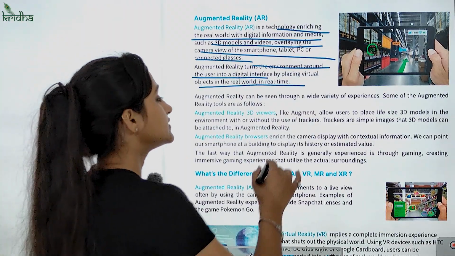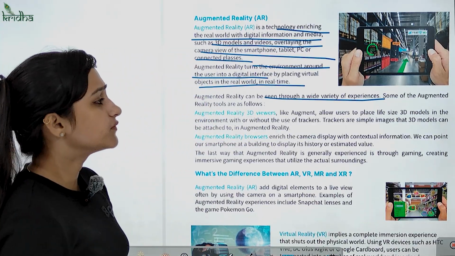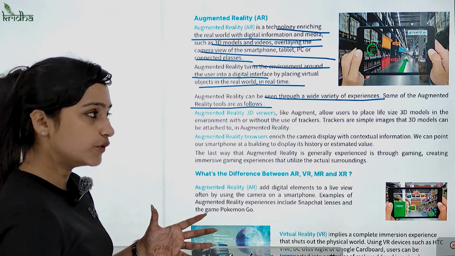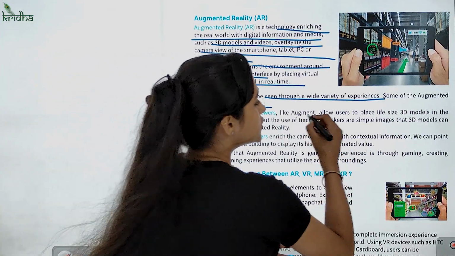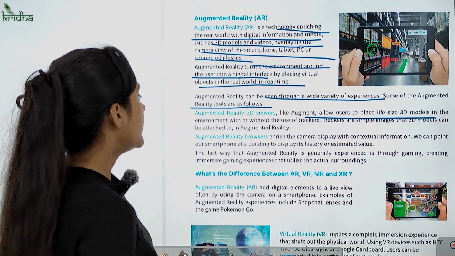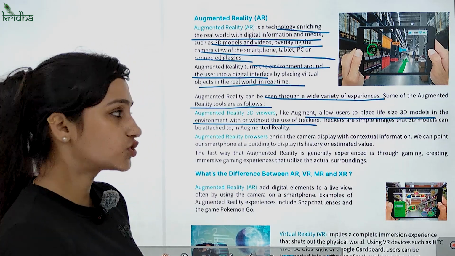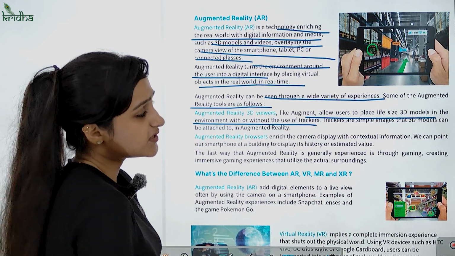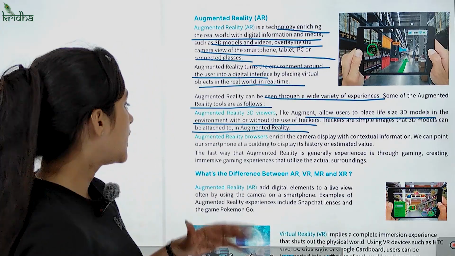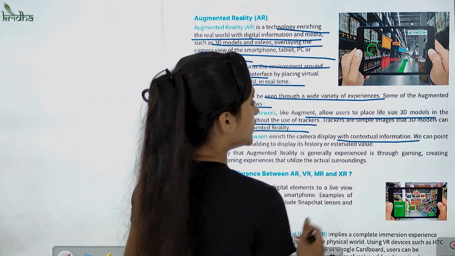Augmented reality can be seen through a wide variety of experiences. So a wide variety of experience में देख सकते हो. Some of the augmented reality tools are as follows. Like augmented reality 3D viewer. Like Augment, allows users to place life-size 3D models in the environment with or without the use of trackers. Trackers के use के बिना. Trackers are simple images, simple image होती है जो 3D models होते हैं that can be attached to an augmented reality. Now augmented reality browsers enrich the camera display with contextual information.